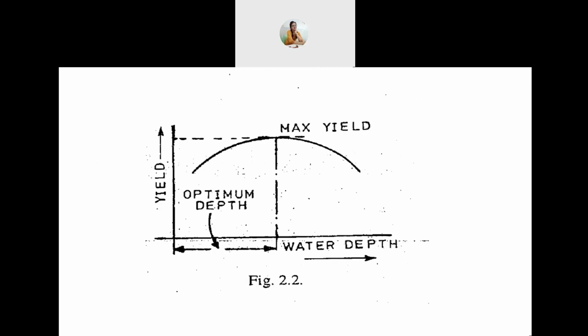So this is the figure or the diagram for yield versus water tap. You can see that the graph increases and it reaches a certain point. That point is known as maximum yield, and after a certain point, the value decreases. So the increased portion, the increased value is known as the optimum depth.